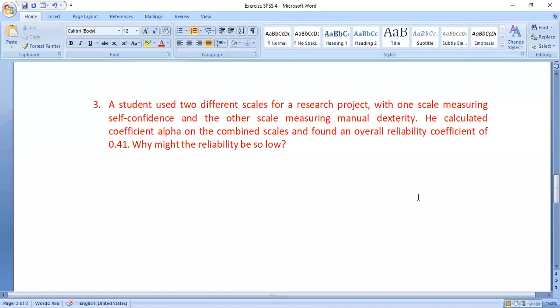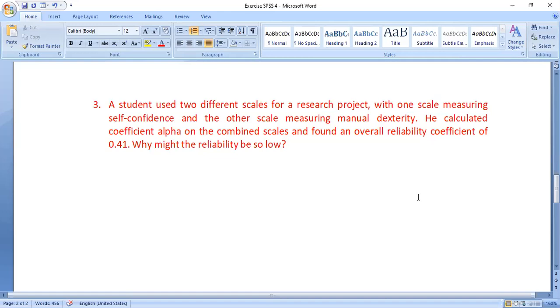Now question 3 is before you, and this question is not based on the SPSS file, but is basically based on your understanding of the word reliability. Here the question is, a student used 2 different scales for a research project, with one scale measuring self-confidence and the other scale measuring manual dexterity. He calculated coefficient alpha on the combined scales and found an overall reliability coefficient of 0.41. Why might the reliability be so low? So that's the question being asked.